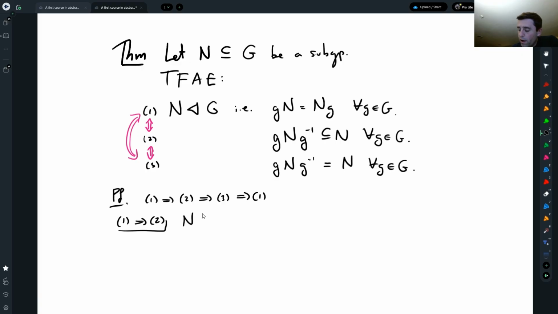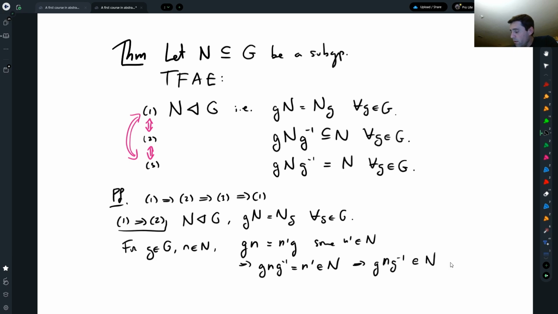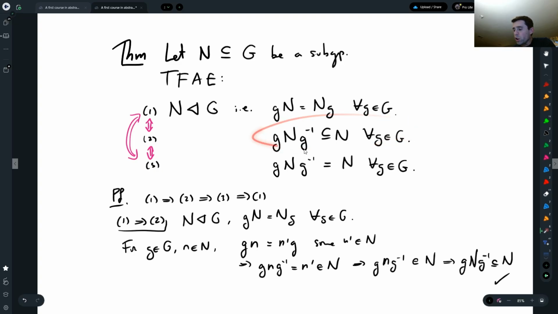We are assuming 1, so N is normal in G, so gN is Ng for all g in G. And in particular, for g in G and n in N, we have that gn is also in Ng, so it has to be n' g for some n' in N. And therefore, gng inverse is n' in N, and that implies that gNg inverse is contained in N. And since this was for any g and any n, this says that gNg inverse is contained in N, which is what I wanted to prove for part 2.